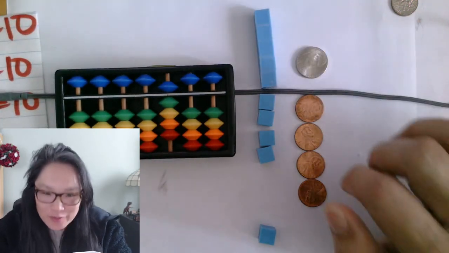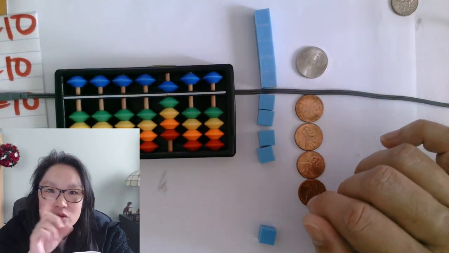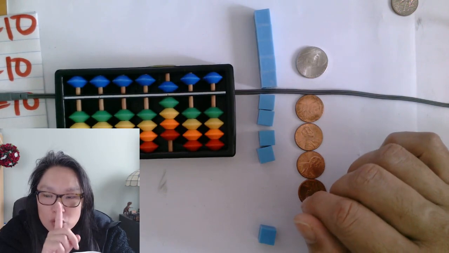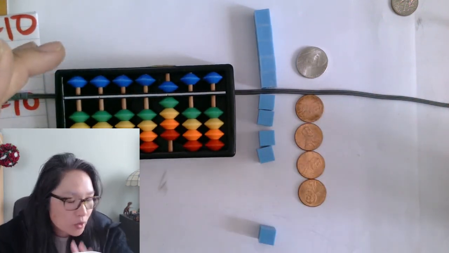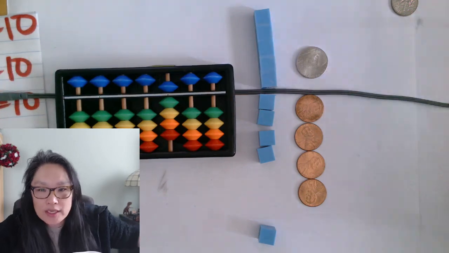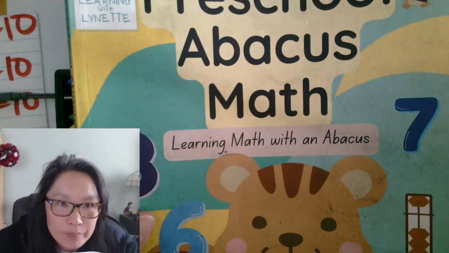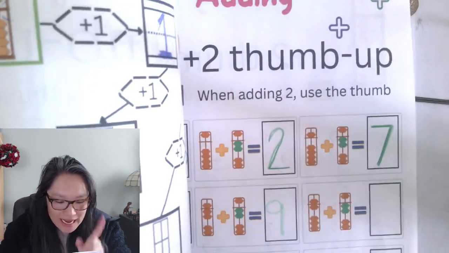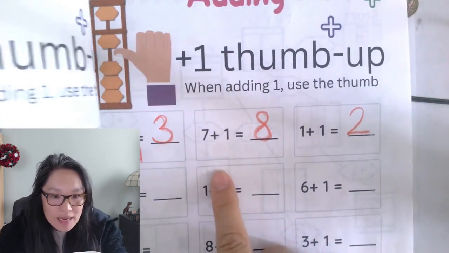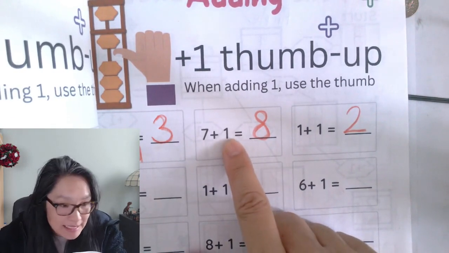The reason why was because he was saying that in school, they always teach the kids to focus on the sum. And I'm like, we don't focus on the sum. In abacus, we don't focus on the sum. In abacus, we focus on the add-in.